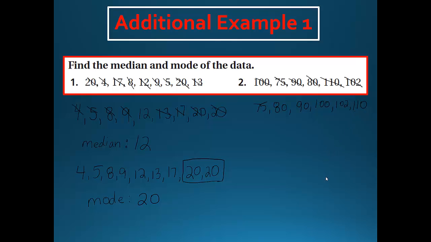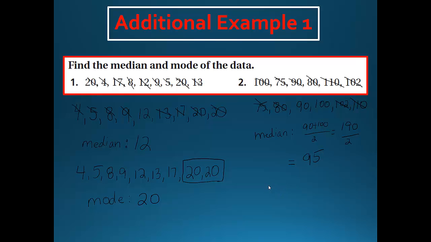Now I need to find my middle number, so I can cross one off on each end. So I'll cross off 75, 110, 80, and 102, and I'm left with 2 middle numbers. So in order to find the median, I'm going to add those 2 up and divide by 2. So I have 90 plus 100 divided by 2. That equals 190 divided by 2. And 190 divided by 2 is 95. So my median is 95.